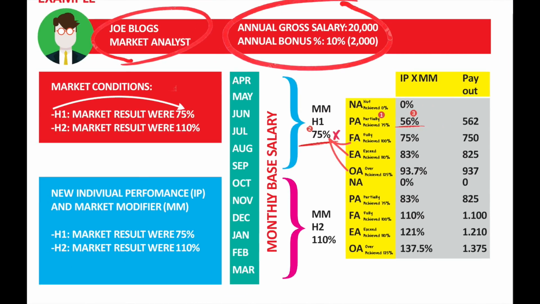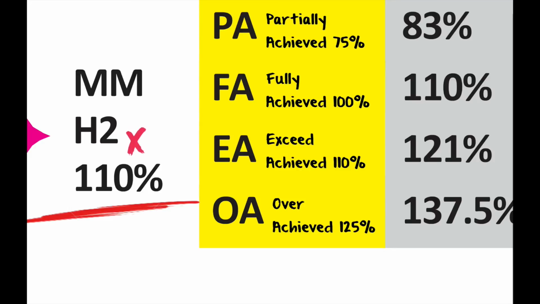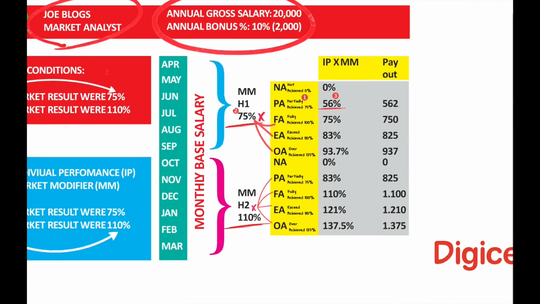Looking at example 2, where the market exceeded achievement, if you achieved a partially achieved rating, you are entitled to 75% of your bonus. In this example, we multiply by 110%, which equates to an 83% payout rather than 75%. Likewise, if you fully achieved, we multiply 100% by 110%, which equals 110% payout. So in other words, you benefit when the market is doing well.